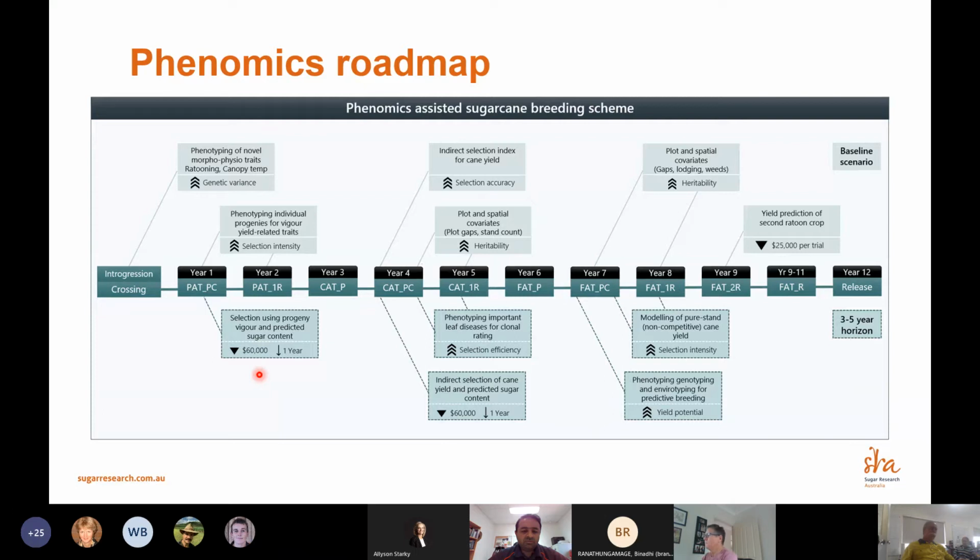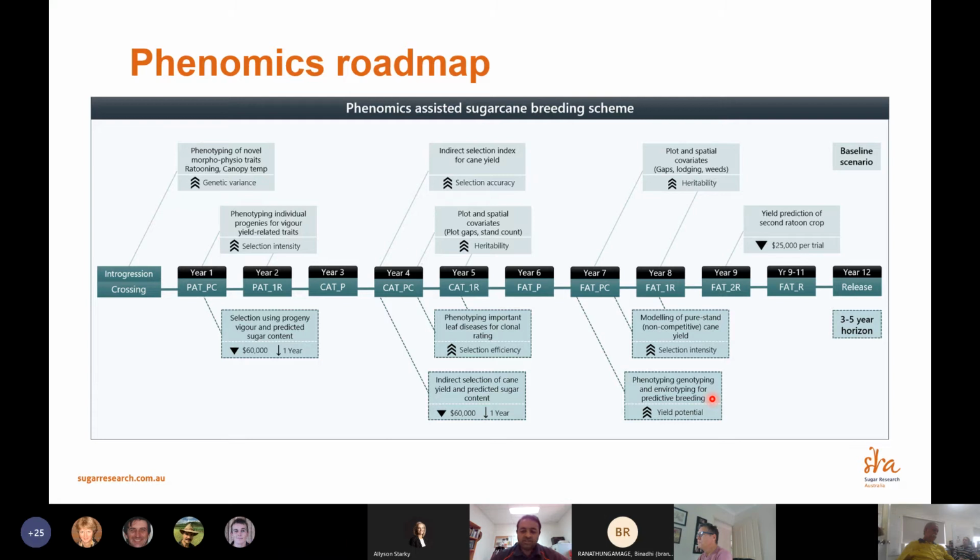But going into the future, in the next 3 to 5 years, we also hope to do some things like phenotyping the crop for important leaf diseases and using them for clonal rating. We're already working with some of the SRA pathologists on this, and also modeling the pure stand cane yield so that instead of 4 rows, we can possibly have 2 rows and improve the selection intensity that way. And some other things such as predictive breeding.